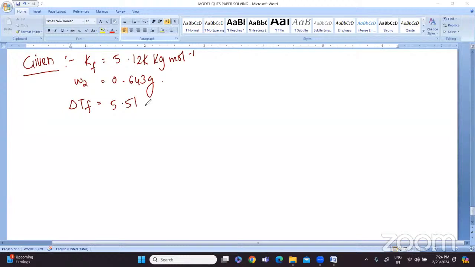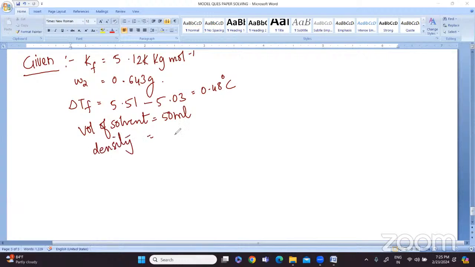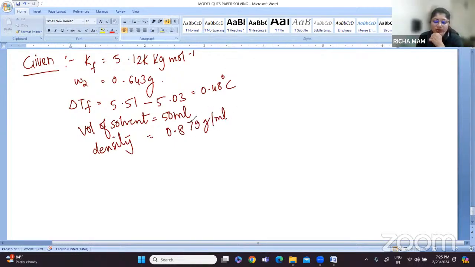So delta TF can be found out. The delta TF is 0.48 degrees Celsius. Then the volume of solvent, what is the solvent used here? Benzene is the solvent used and it is 50 ml. Then density, what is the density given? Density also we have, that is 0.879 gram per ml. Okay, so these are the given factors.